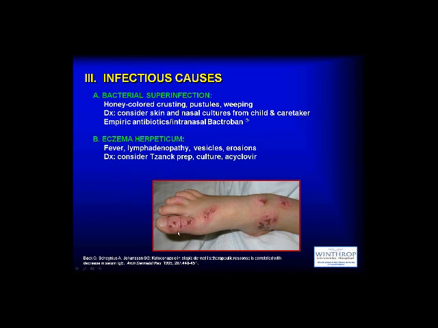This is a patient who has fever, lymphadenopathy. You look at the vesicles and erosions, and you would have to consider eczema herpeticum, which is very common in atopic dermatitis. And to prove this, you would have to do a Tzanck smear and culture and put the patient on acyclovir.